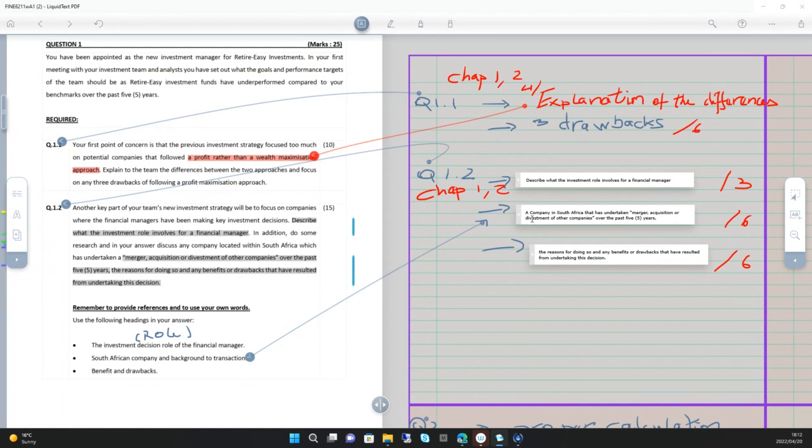If you can find a company and explain what they were involved in. Remember, you are finding a company and you are explaining what operation they were involved in. You don't just give me the name of the company and expect 6 marks. I'm not going to give you 6 marks if you just give me the name of the company. You give me the name of the company and you give me what exactly had happened over the past 5 years. Was it a merger and acquisition that happened or a divestment? So you need to be able to detail that properly and reference the source. Reference the source where you got this company.